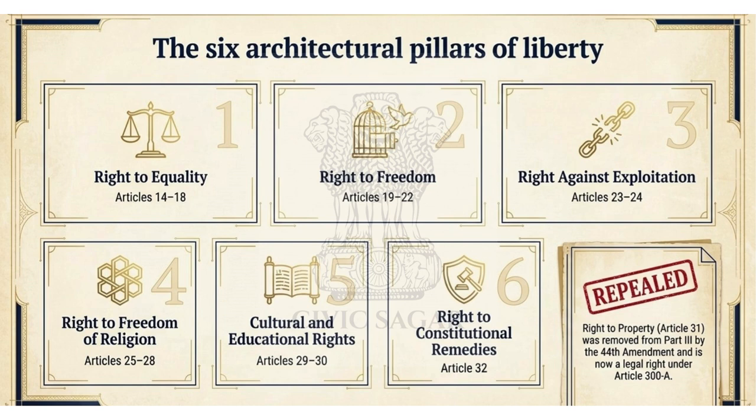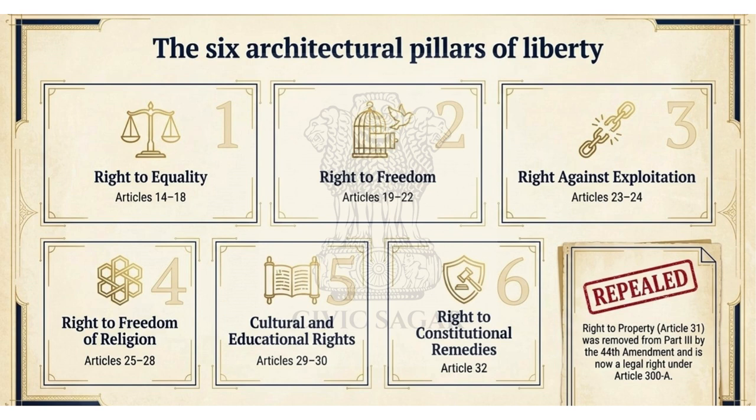Now, let's explore the actual architecture of your freedom. The Constitution groups your fundamental rights into six main pillars. Pillar 1 is the right to equality, covering Articles 14 to 18. Pillar 2 is the right to freedom, spanning Articles 19 to 22. Pillar 3 is the right against exploitation, under Articles 23 and 24. Pillar 4 guarantees the right to freedom of religion, through Articles 25 to 28. Pillar 5 protects cultural and educational rights, found in Articles 29 and 30. And Pillar 6 is the right to constitutional remedies under Article 32, which allows you to protect all the others.